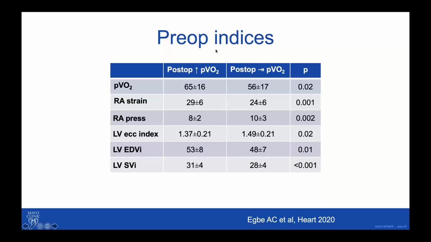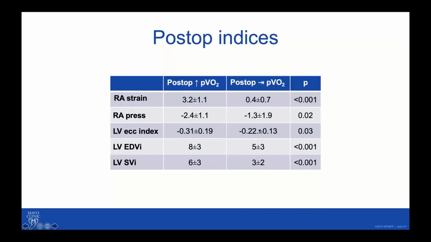So we wanted to find out what was different between these patients. These are the pre-op indices. The people that improved had better peak VO2 to start with, had better right atrial function and hemodynamics, as well as less interdependence and better LV volumes as compared to those that didn't improve. And post-operatively, they remodeled differently. This is the delta.